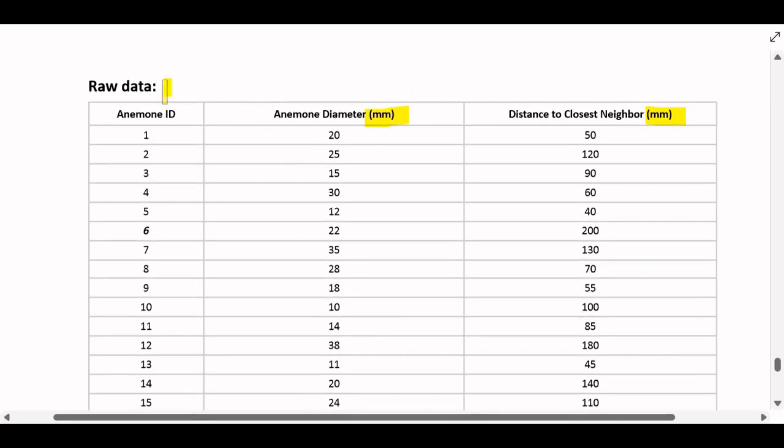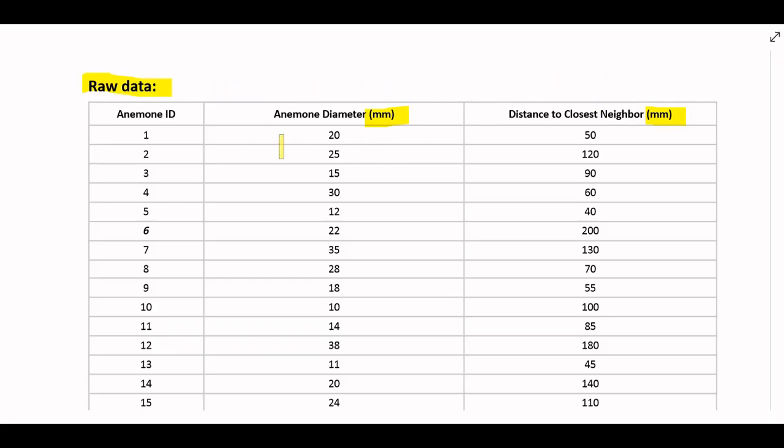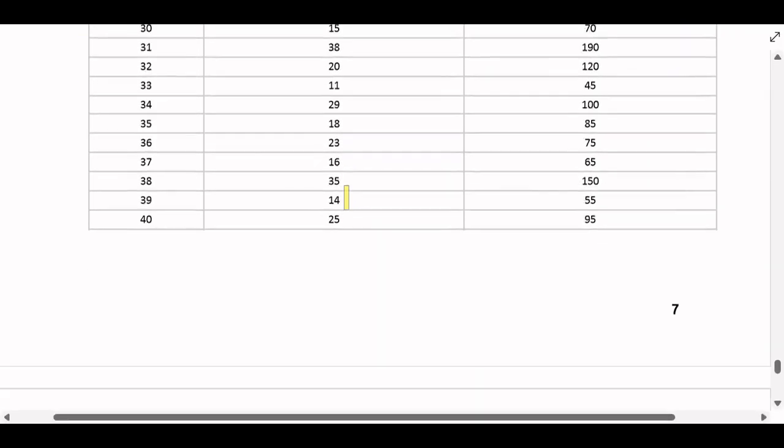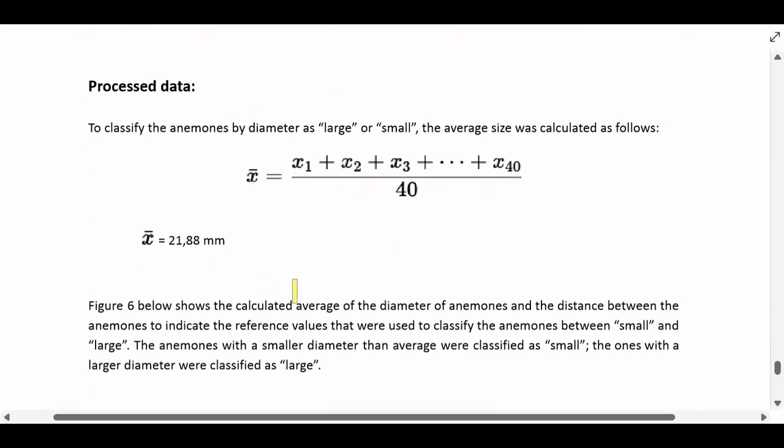Every table needs a useful title. I think this is your second table because you've got a variables table, so this is table 2. Now, anemone diameter and distance to closest neighbour at blah, blah, blah beach at this time. Detailed title. Good to see how it's processed, although did you really use this formula or did you use Google Sheets or Excel or whatever you used?